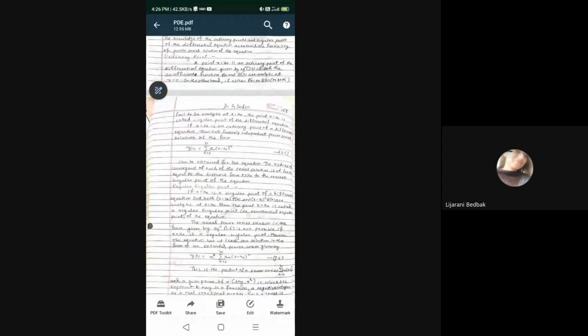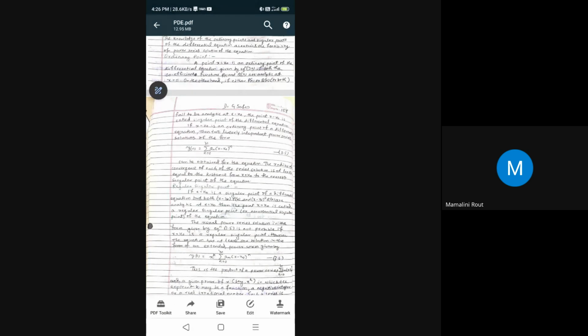If x is equal to x0 is an ordinary point of the differential equation, then two linearly independent power series solution of the form y(x) is equal to summation n is equal to 0 to infinity a_n (x minus x0) to the power n can be obtained for the equation. The radius of convergence of each of the series solution is at least equal to the distance from x is equal to x0 to the nearest singular point of the equation. Am I clear? Yes, sir.